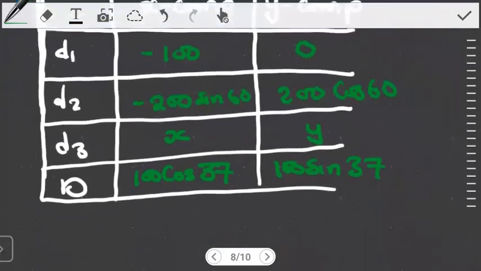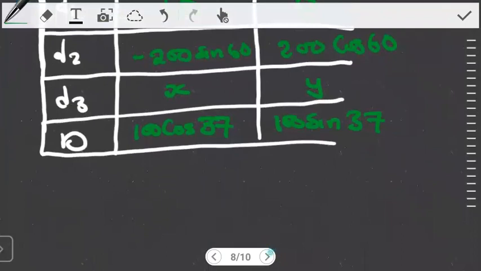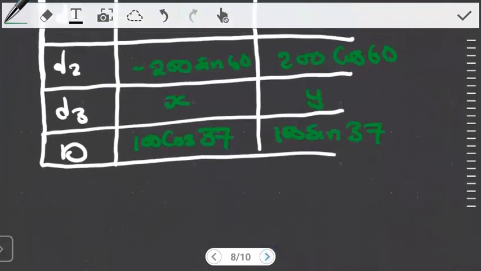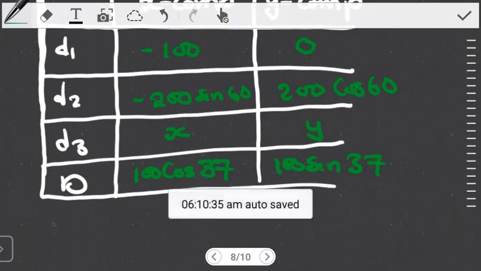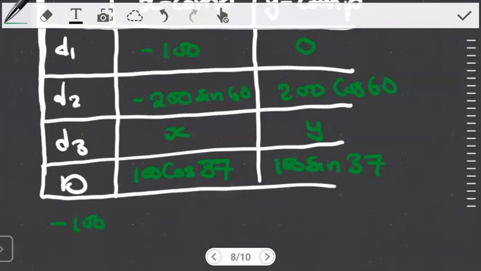So now we want to find what d3 is. How do we find it? Well, what we have to remember is these components combine such that their sum gives us the component of the resultant in that direction. So in other words, if we did the x component of d1 plus the x component of d2 plus the x component of d3, what we expect to get is the x component of the resultant.